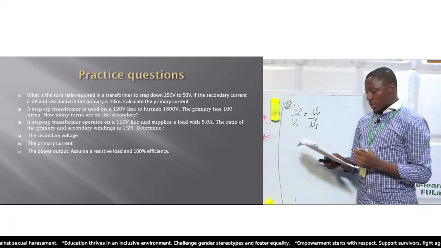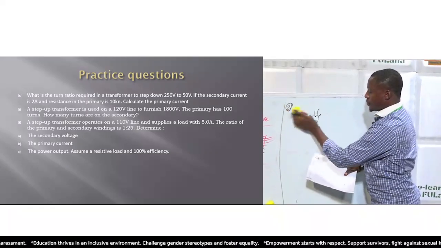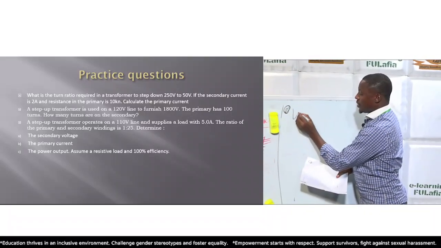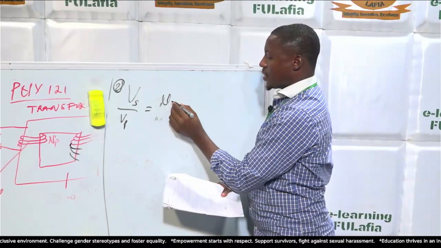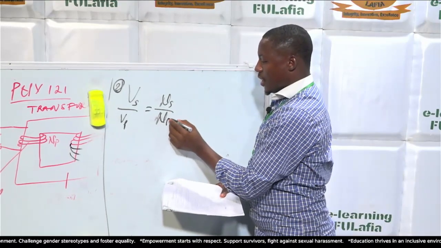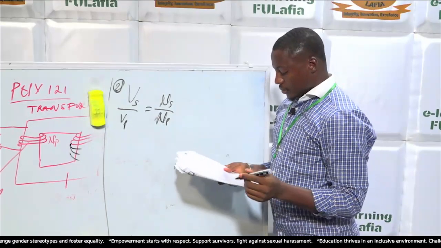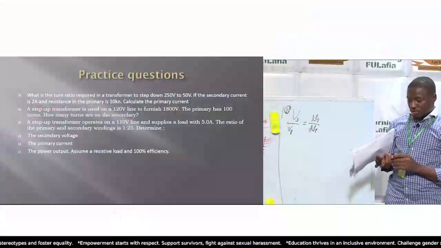Where we also know that Vs over Vp equals Ns over what? Np. So the question asks us to do what?